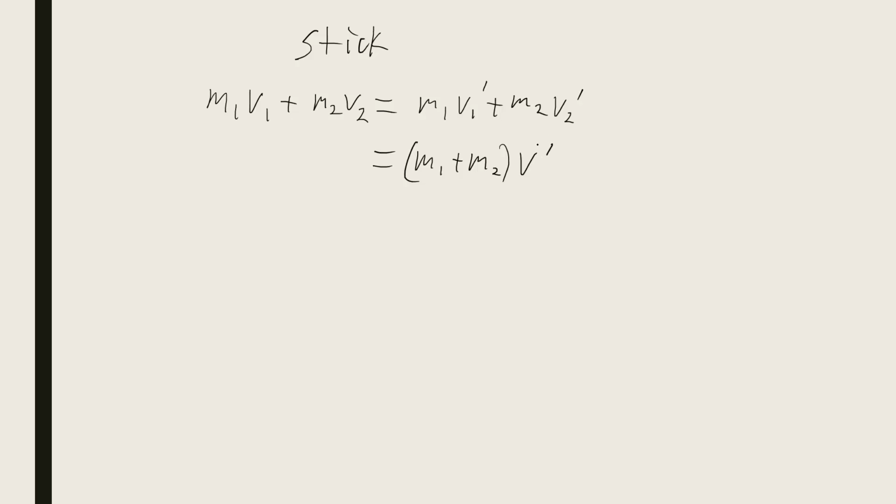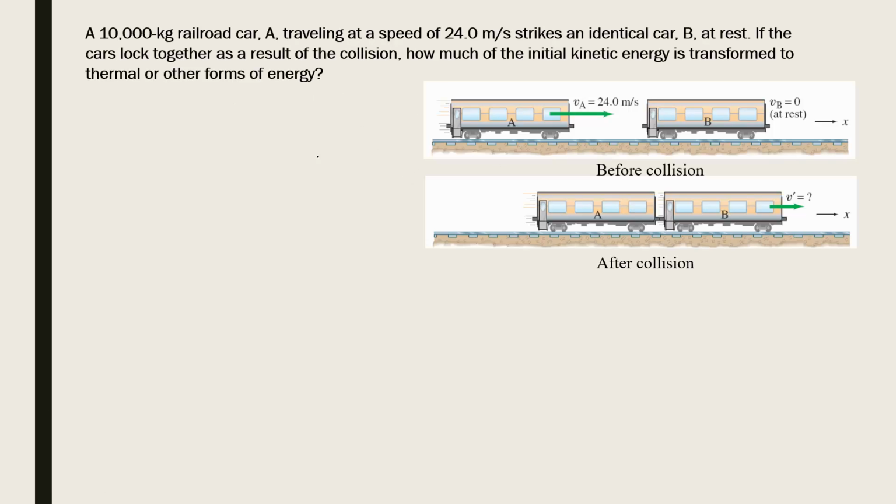So they stick, and our equation for conservation of momentum, everybody's favorite: m1v1 plus m2v2 equals m1v1 prime plus m2v2 prime. Well, if they stick together, then v1 prime equals v2 prime, and so we could just call it v prime because there is only one final velocity. And then we can factor out the masses, so you'll end up with (m1 plus m2) times some final velocity. And these types of problems are pretty simple, but we'll do a quick example anyway.